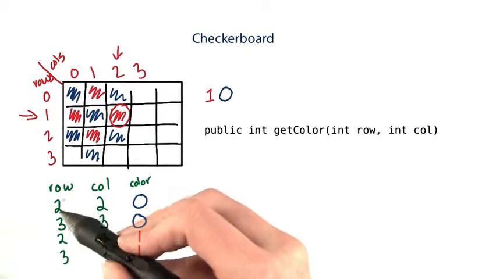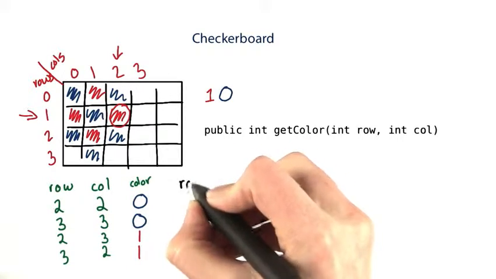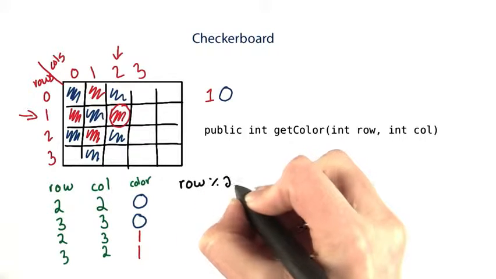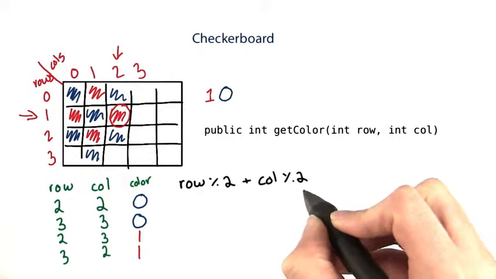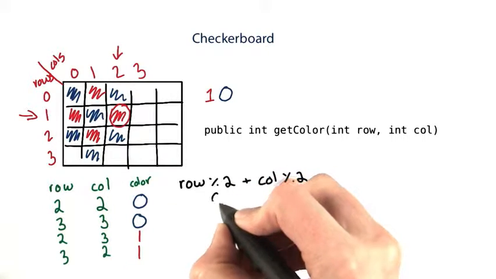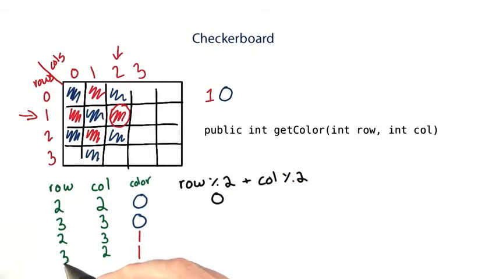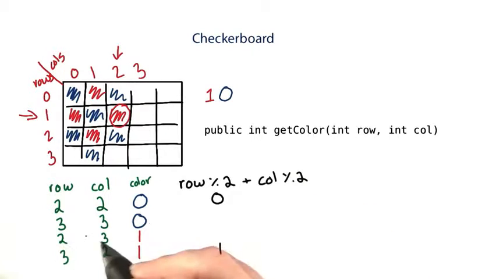It kind of looks like maybe I'm taking the mod of these and adding that together. So row mod 2 plus column mod 2. Let's see what this gives in each case. 2 mod 2 would be 0, 0 and 0 gives 0, so that's good. 3 mod 2 is 1, and 2 mod 2 is 0, so that gives 1. The same will happen here.